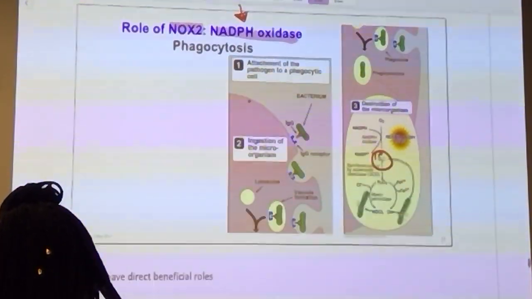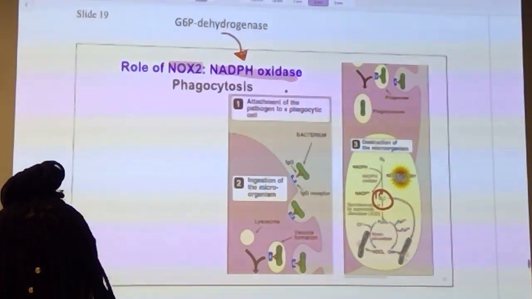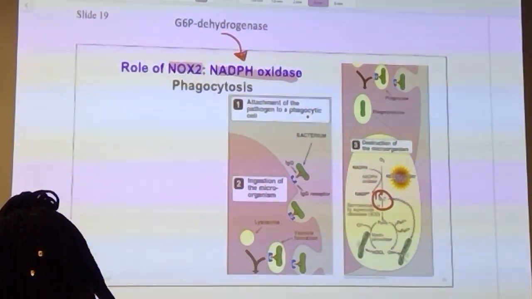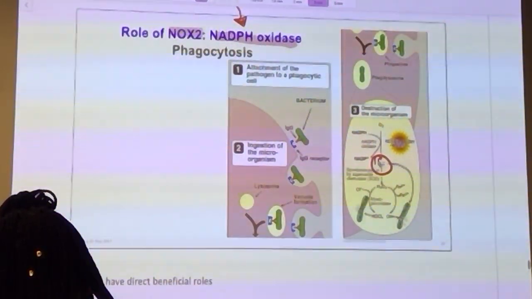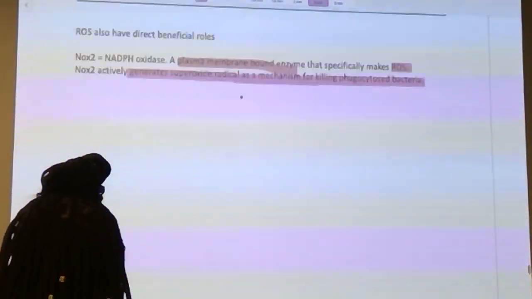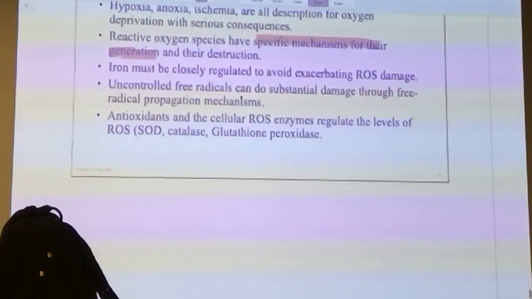NADPH oxidase. This is what your macrophages use to kill bacteria that they eat. So it makes a superoxide radical. Okay, any questions?